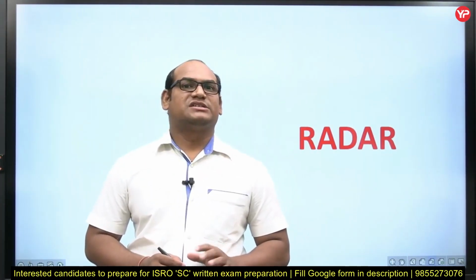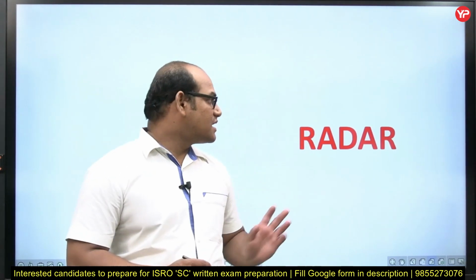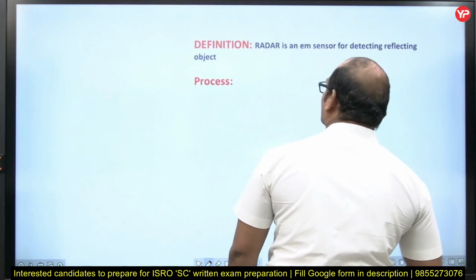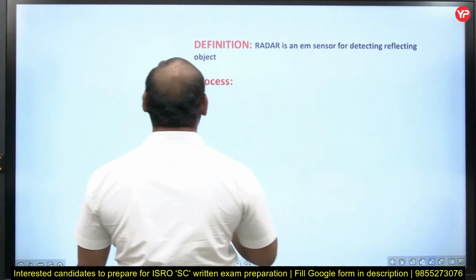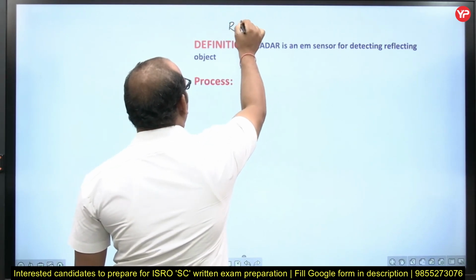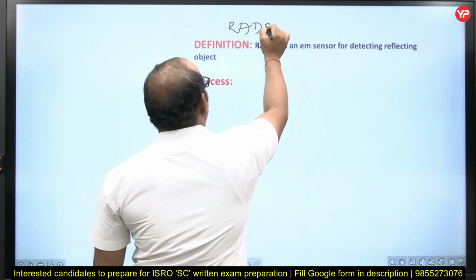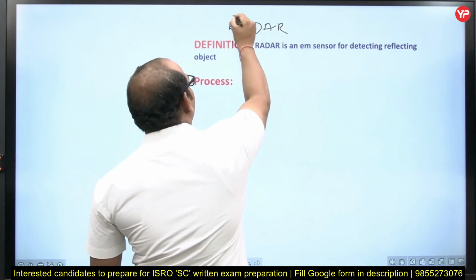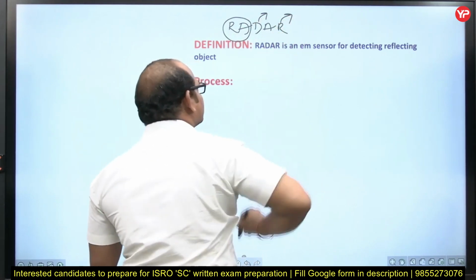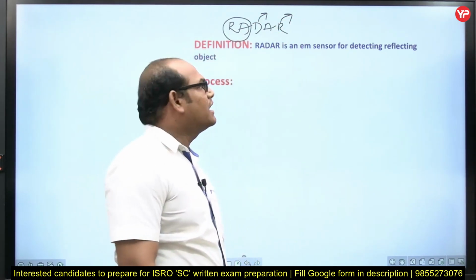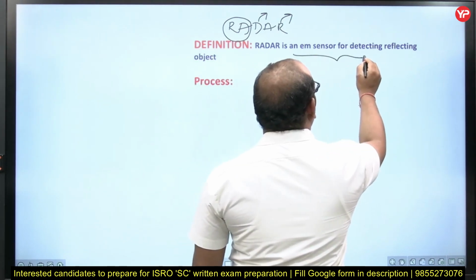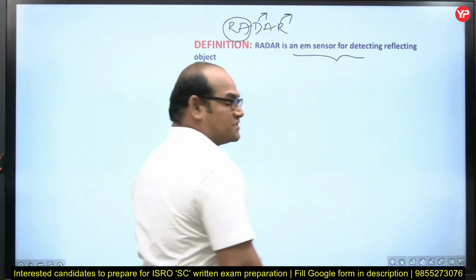Hello everyone, in this lecture we are going to see some concepts regarding radar. So what is the definition of radar? Radar can be abbreviated like this: radio detection and ranging. So that is nothing but radar. Basically, radar is an electromagnetic sensor for detecting the reflected objects.